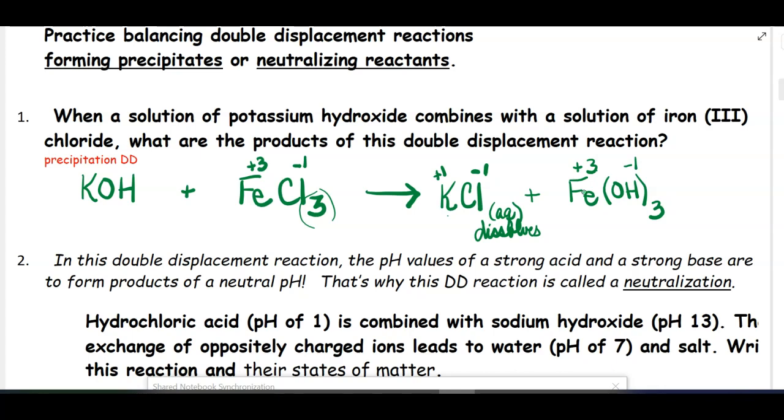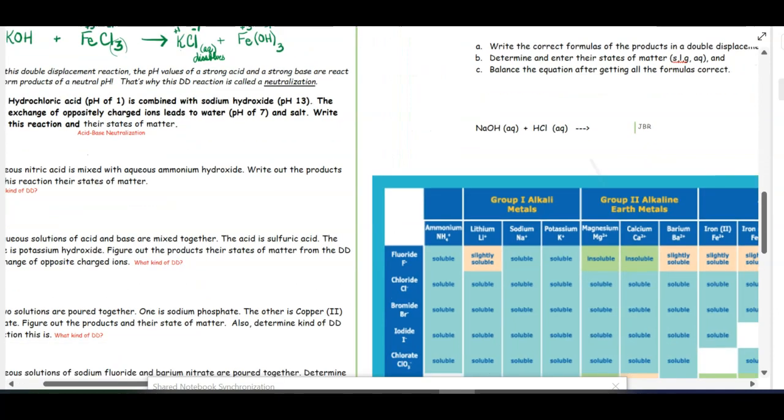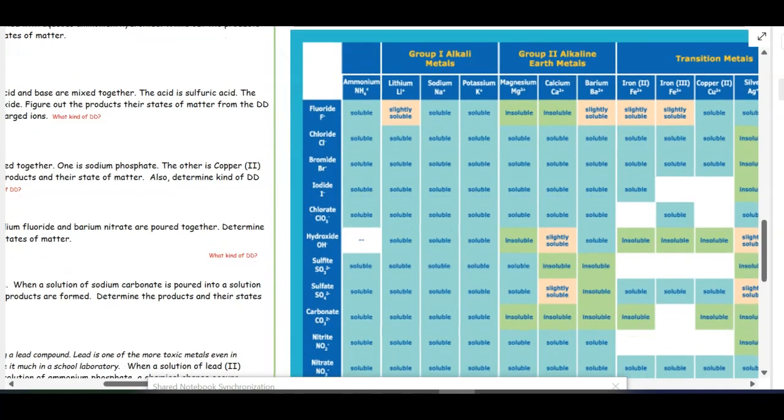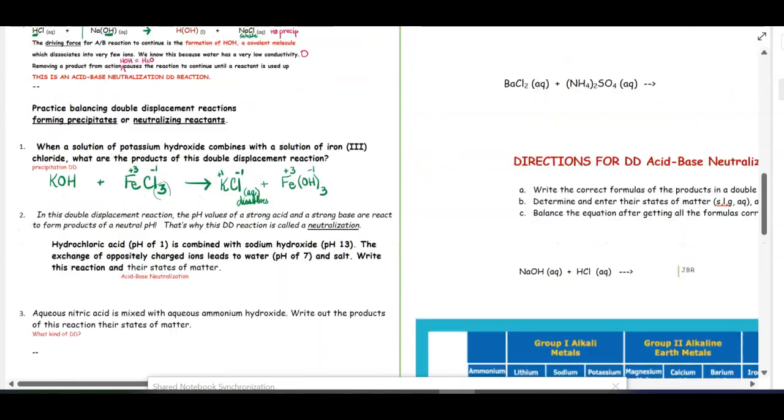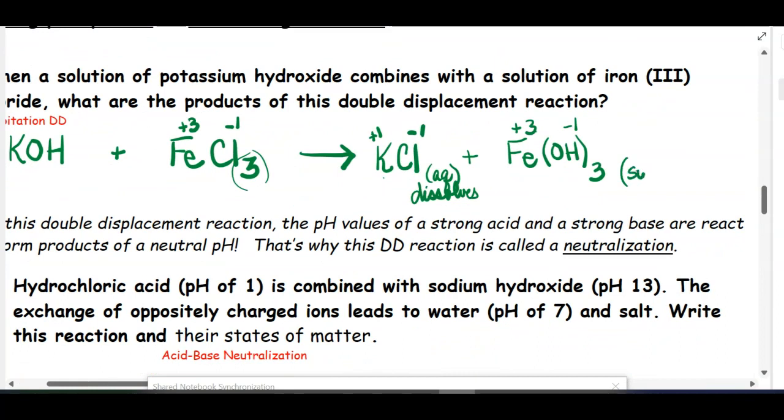This guy, though, many hydroxides are not soluble. So let's go check out iron hydroxide. Here's hydroxide, iron. Oh, insoluble. Insoluble. Look. So that means it's going to precipitate out if it doesn't dissolve. That means it's going to be a solid at the bottom of the container. It's a precipitate.